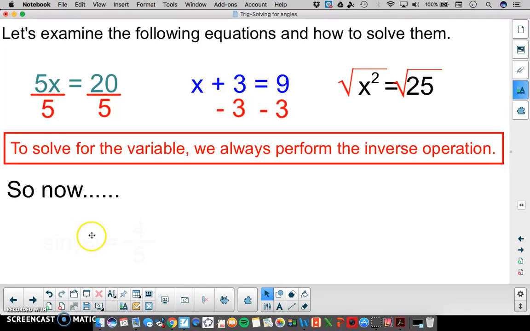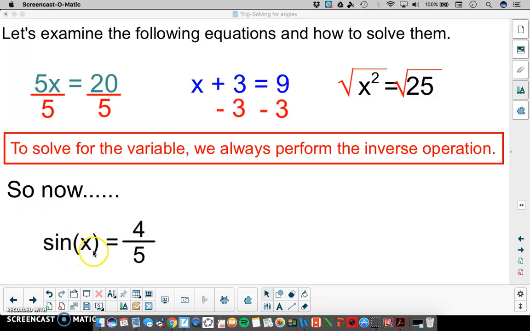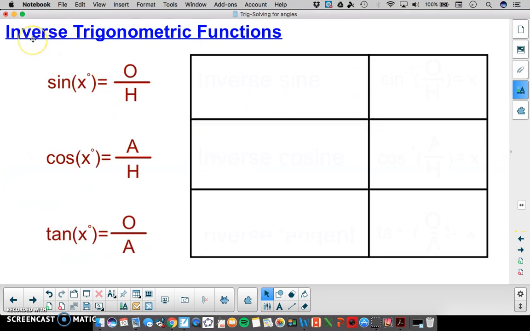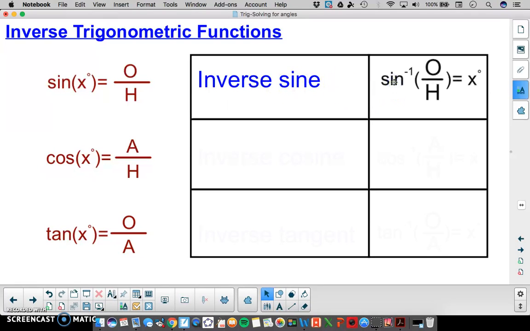So now consider this equation: sine of x equals 4/5. How would we undo the sine function to isolate that x? In order to do that, we're going to have to introduce what are called the inverse trigonometric functions. To do the opposite of sine, we have to introduce the inverse sine. And this is what that equation will look like when we solve for x.